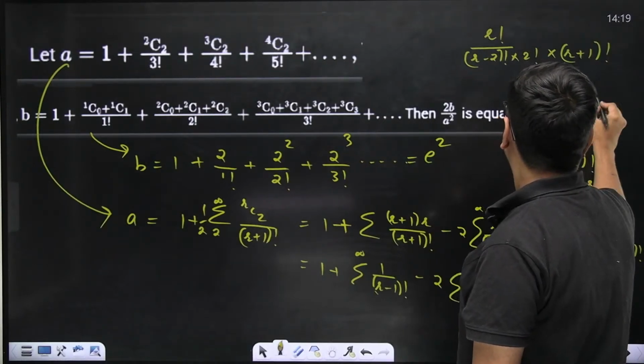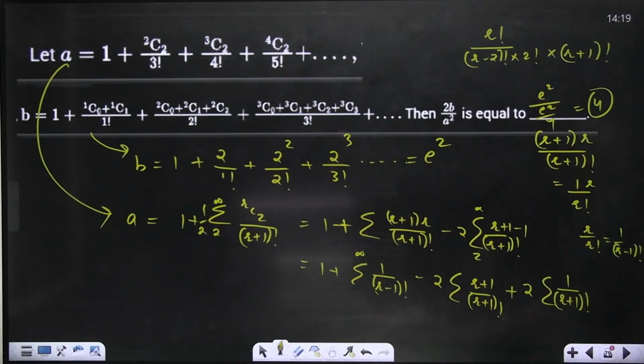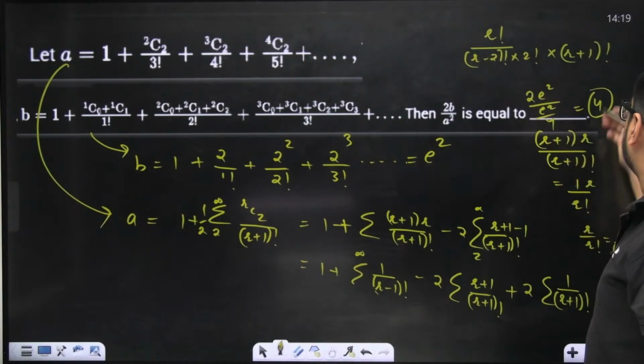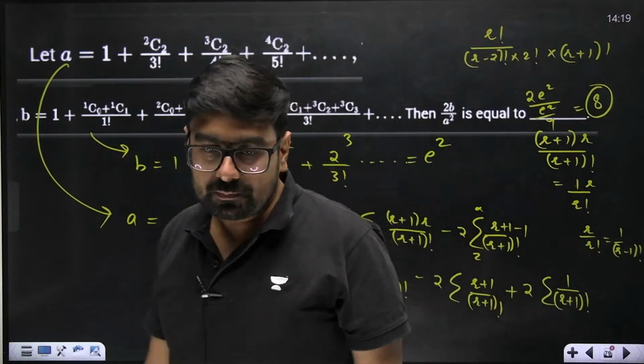The answer should be 4, or if some mistake is there, check once. Acha, 2b square was there, no? So then 2 will be multiplied here, answer will come 8. Answer will become 8. Okay.